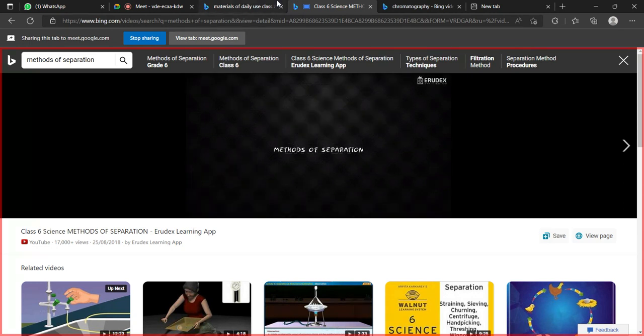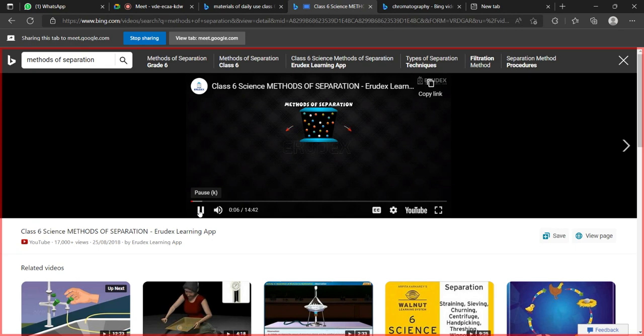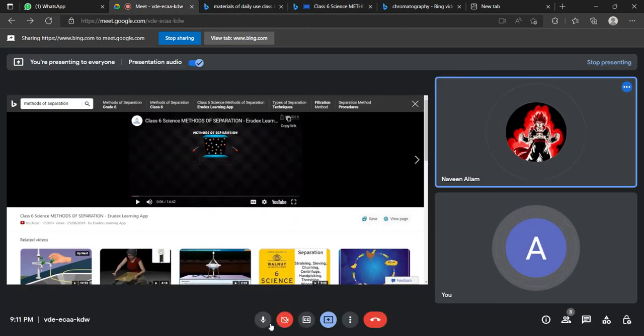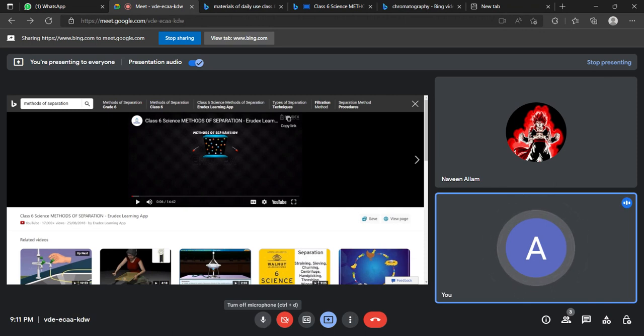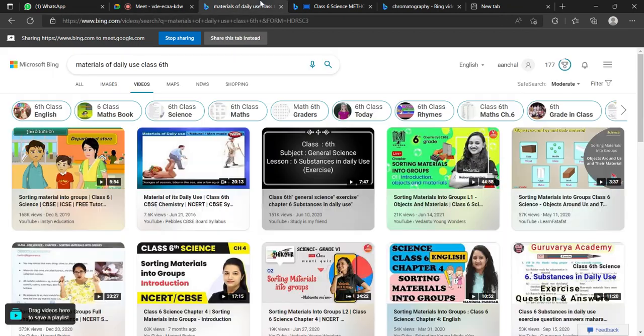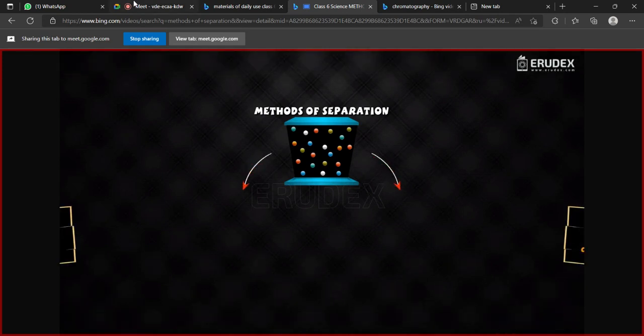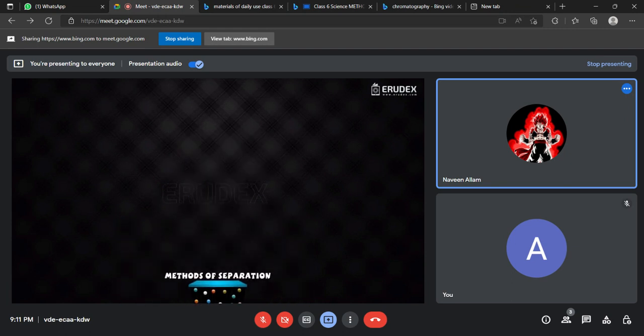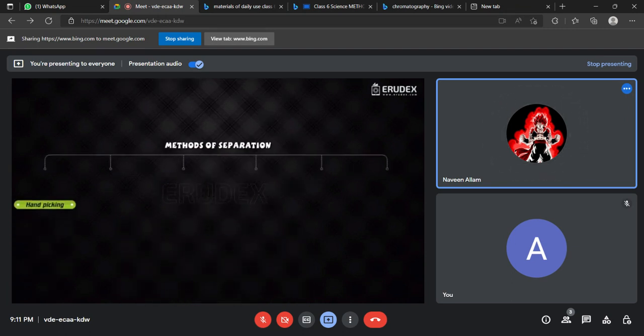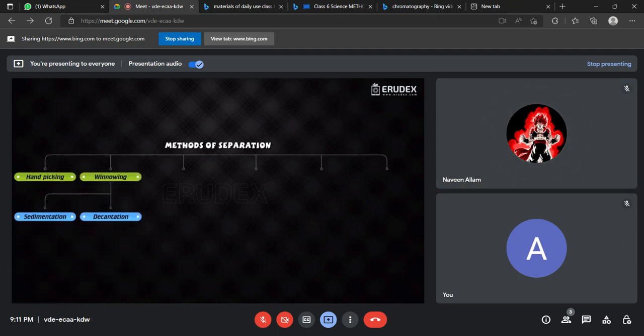Methods of separation. Substances can be separated into their components by various methods like hand picking, winnowing, sedimentation, decantation, sieving, filtration, etc. We'll just quickly see all these processes, and then we will go to chromatography.